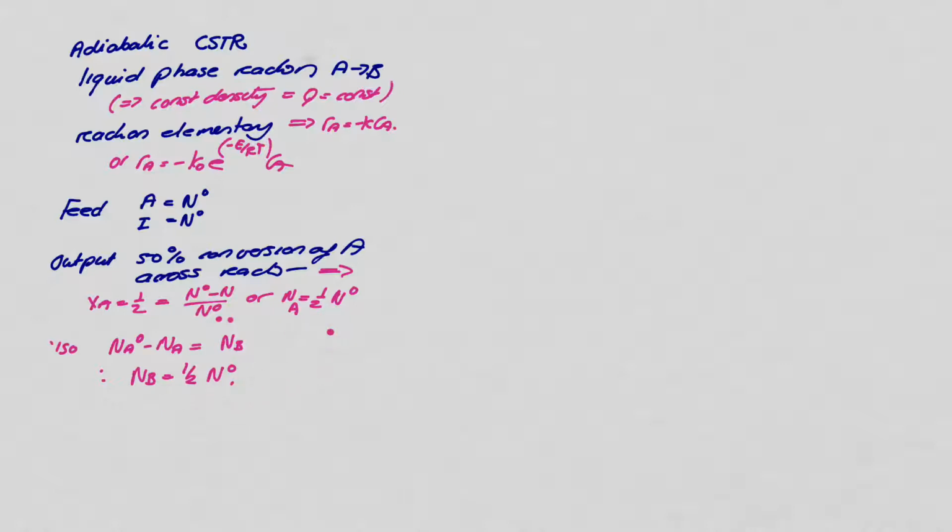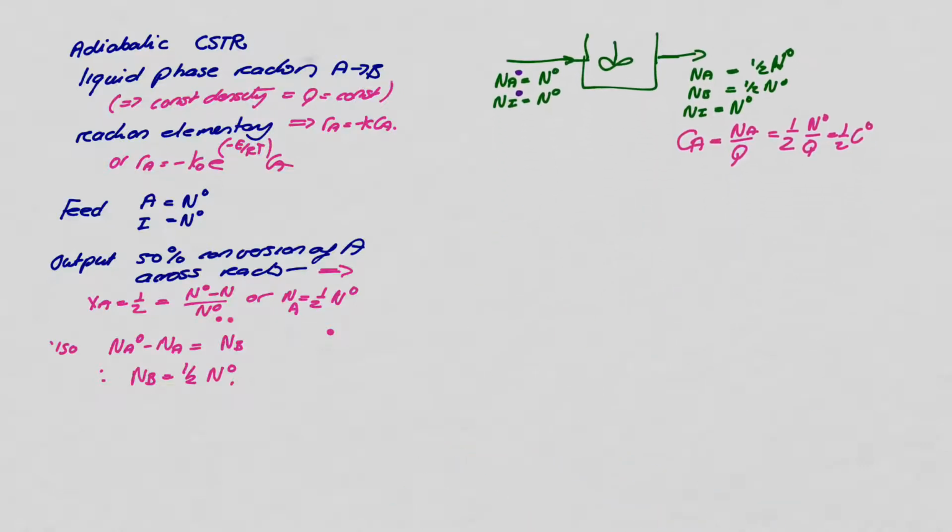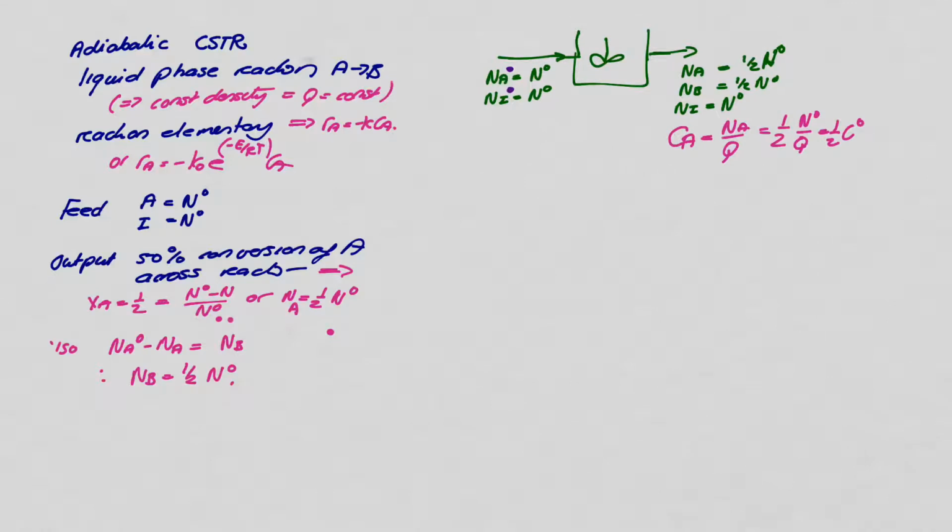Now, let's just have a look at a picture of what we're talking about. There's our reactor. Our flow rate in of A is N naught, and the same for the inert. The inert entering the reactor must be the same as the inert leaving, so the same flow rate N naught of inert must be leaving. Na and Nb out must each be a half N naught, as we showed.